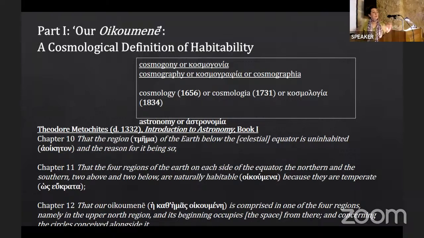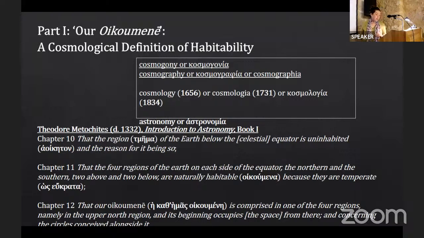So now we have these 4 regions and some conditions about them. And then chapter 12, the third, that our Oikoumenē, the inhabited world, is comprised in one of the 4 regions, namely in the upper north region, and its beginning occupies the space from there, and concerning the circles conceived alongside it. Now, this is a bit vague, but the point is that first we speak about habitability in general, then about 4 regions, now about one precise region in which we live, with the actors.